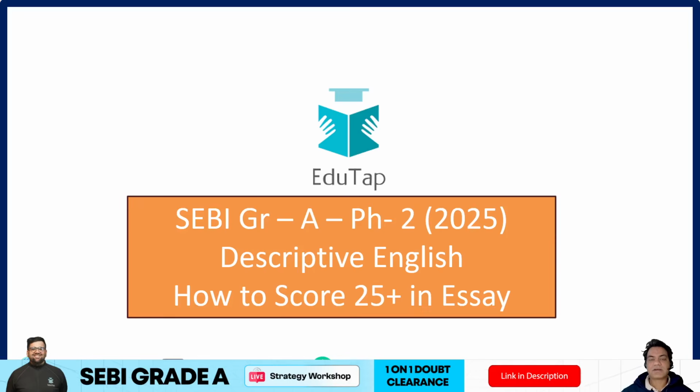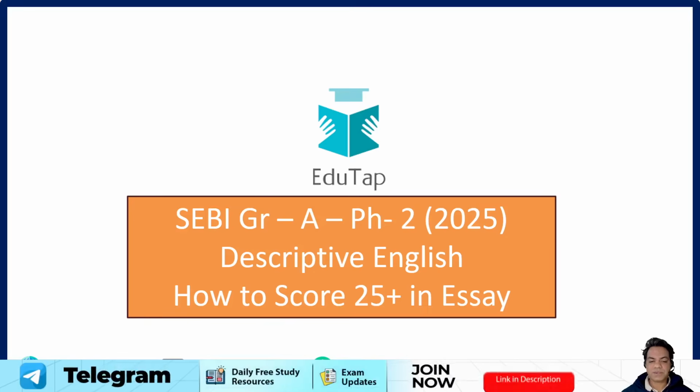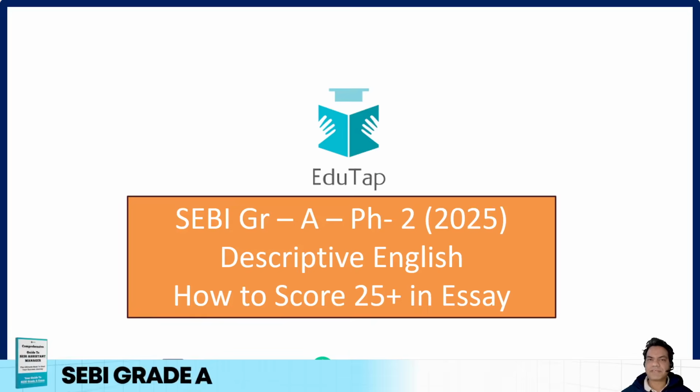So guys, your SEBI Grade A Phase 2 exam is on 21st of February and I hope you are giving your best for your exam. Now guys, in this video, we are here to help you understand what essay writing entails, how you can improve your attempt, and how you can score more than 25 marks in essay writing. We are going to tell you different tips and strategies that, if you follow them, will definitely help you in your preparation and in your endeavors ahead.